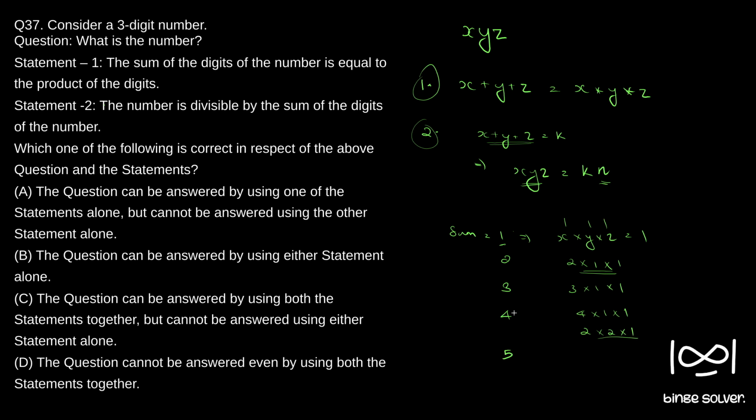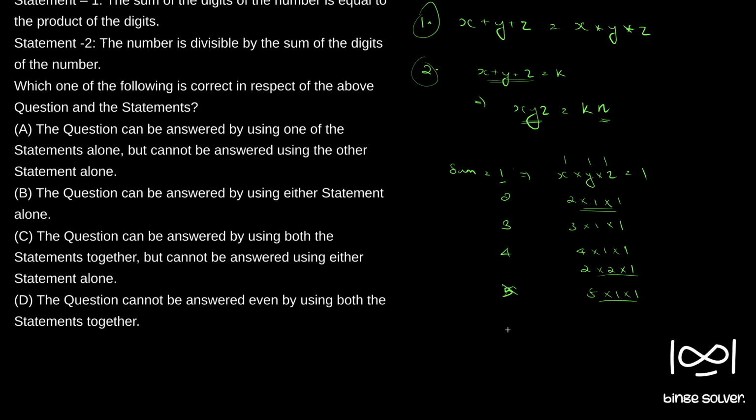So let's think about 5. When 5, the only factorization possible is 5 into 1 into 1. Again sum is 7, so even that is not possible. Now let's see 6. So here the factorization of 6 is 3 into 2 into 1.